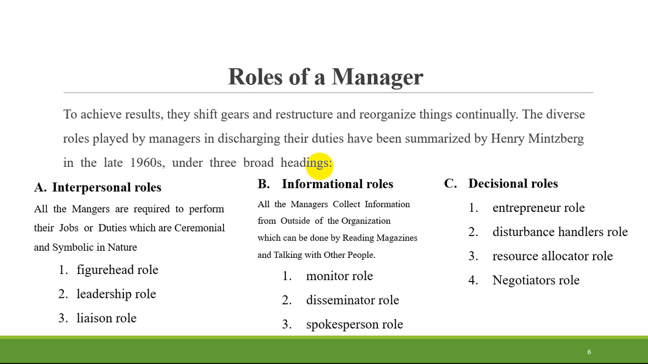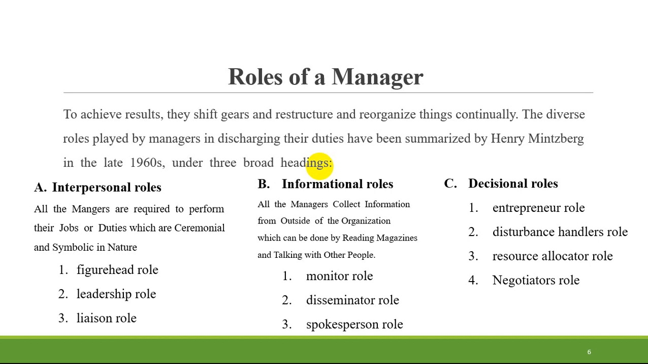The next role is the informational role. Under the informational roles, managers are responsible to collect information, to distribute information, and to act or talk from the organization's perspective with others.